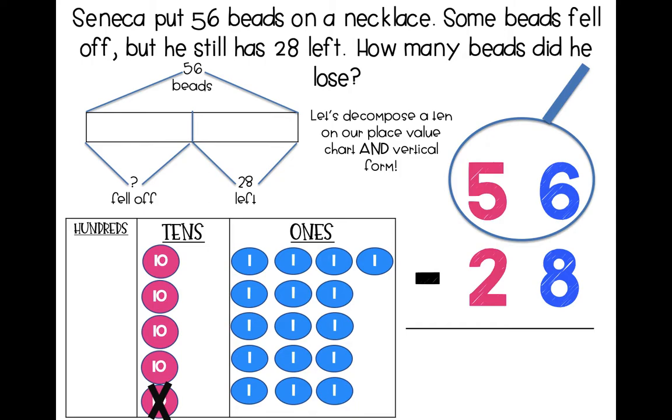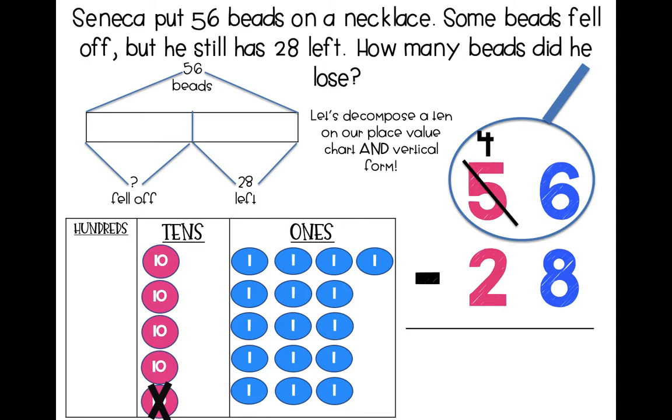Now that we have decomposed a 10 on our place value chart, we need to do it on our vertical form too. How many tens and ones discs do we have on our place value chart? That's right, we have 4 tens and 16 ones. So on our vertical form, we're going to cross off our 5 because we no longer have 5 tens. We're going to replace it with a 4. We had 5 tens, we decomposed one of them, and we're left with 4 tens.